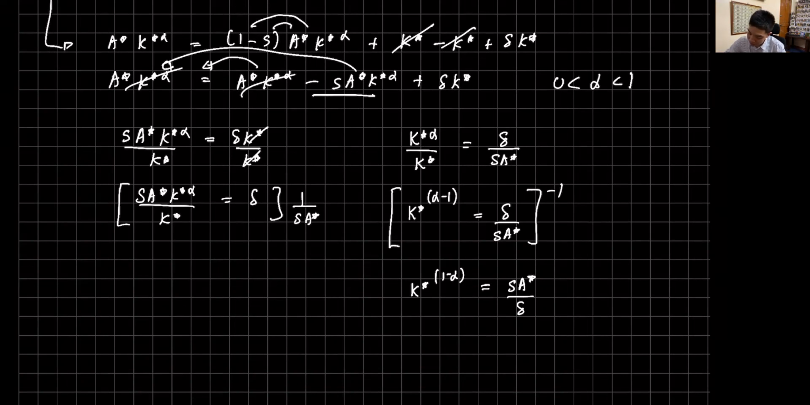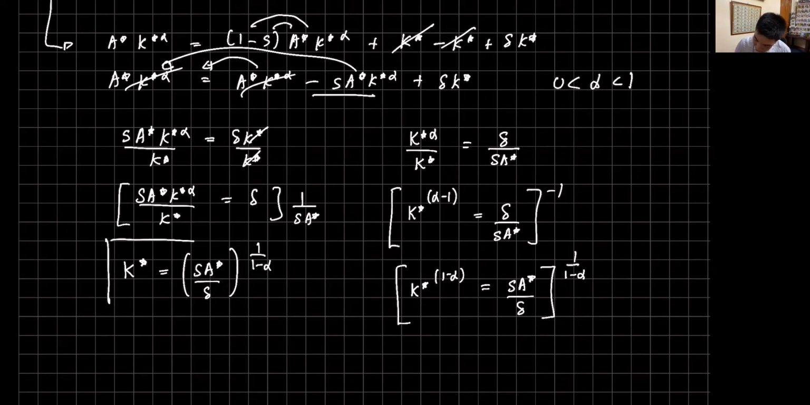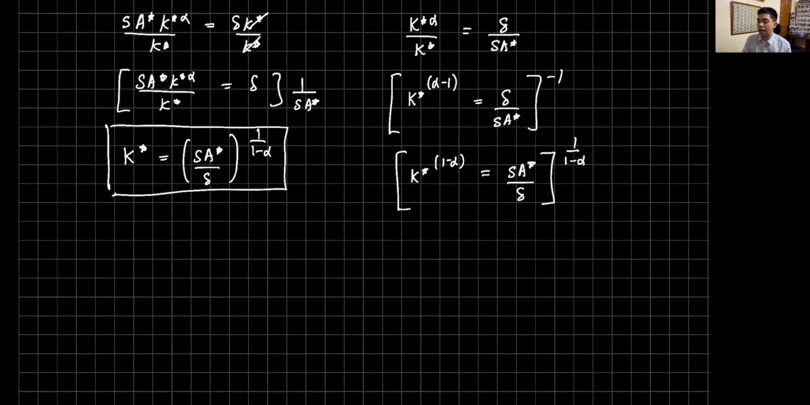Then to get steady state capital as a function of the other exogenous parameters in the model, we just raise both sides to 1 over 1 minus alpha. So I now get steady state capital, K star, is equal to S A star all over delta, raised to 1 over 1 minus alpha. And this is your steady state capital.